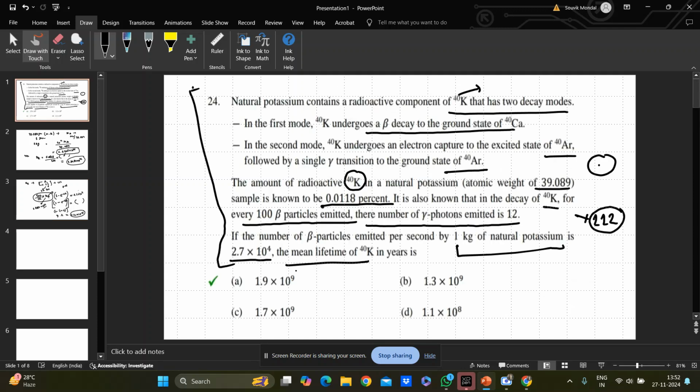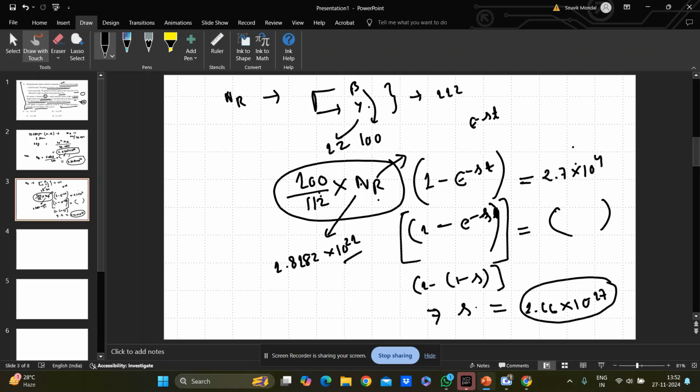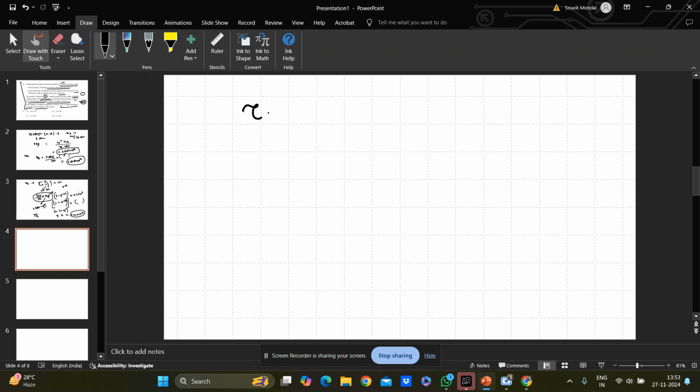Now you have to find the mean lifetime. Remember, they don't ask you to calculate the half lifetime. If it is half lifetime, that is log 2 by lambda, but they are asking the mean lifetime, so it will simply be 1 by lambda. So that will be equal to 6.0125 × 10^16. But this is in seconds.